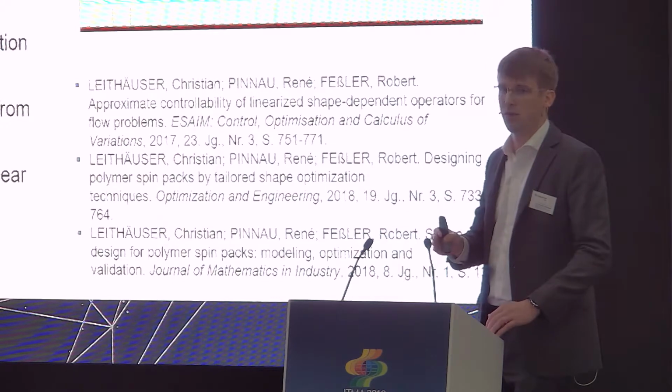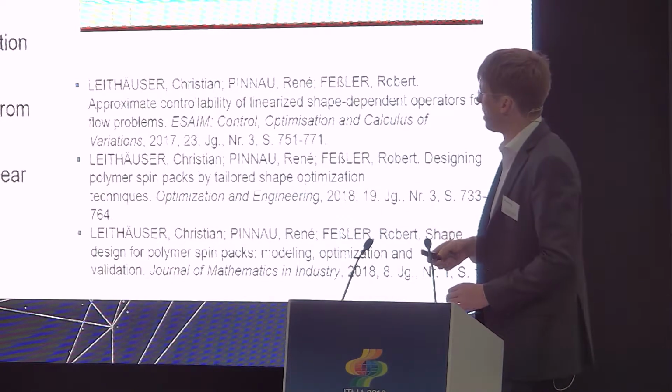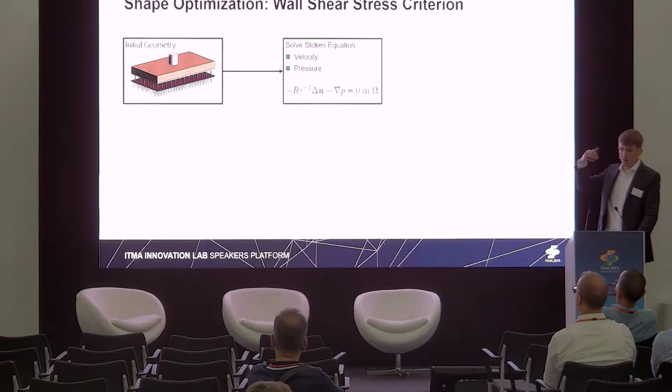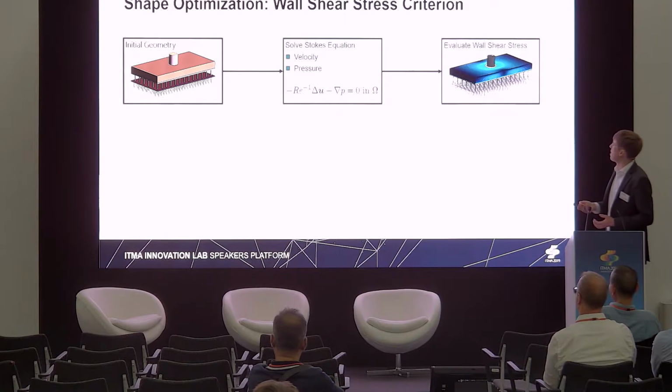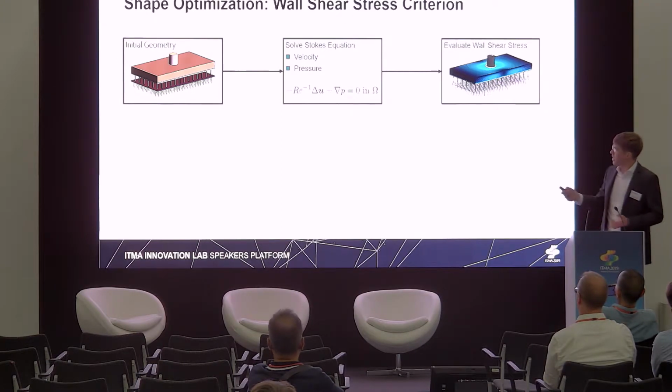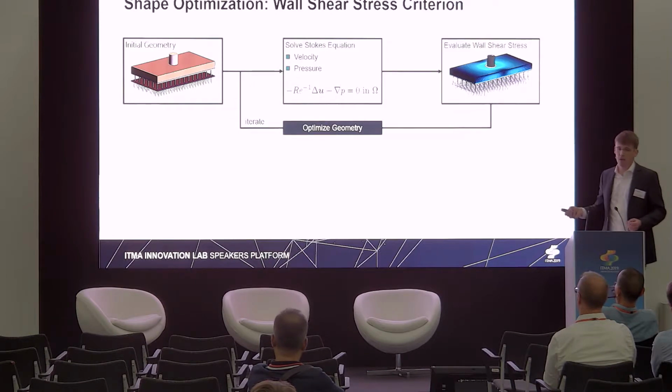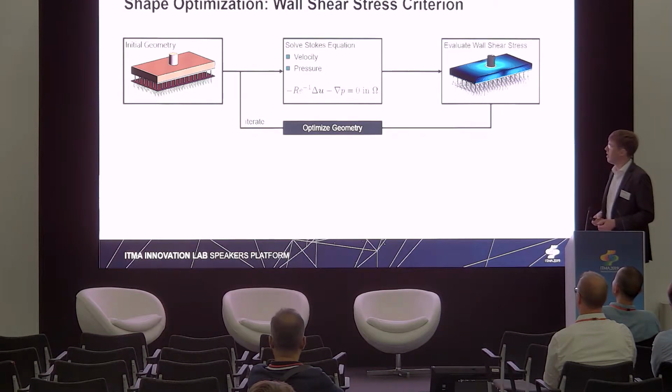So we use the wall shear stress as an indicator to optimize the spin pack, and then use some optimization approach to design or redesign the spin pack cavity. Basically, it works like this. So we have some initial geometry. We solve the flow equations, so compute a velocity and pressure, and from this we can evaluate the wall shear stress. And then we have some optimization cycle, which is able to raise this wall shear stress level up to a certain threshold.